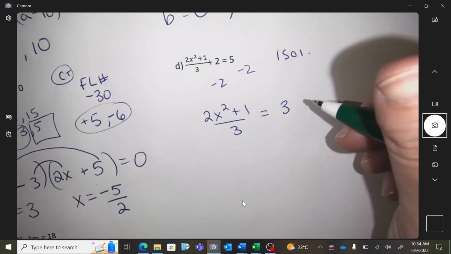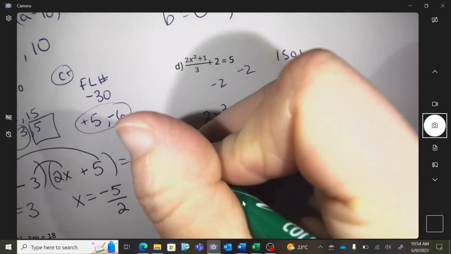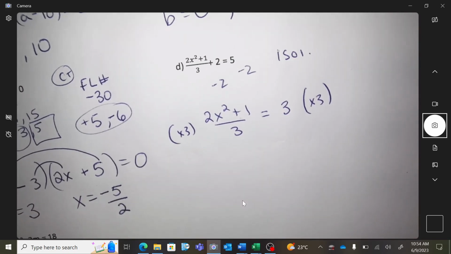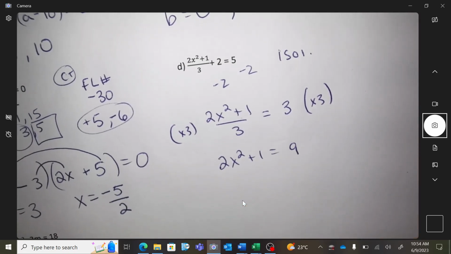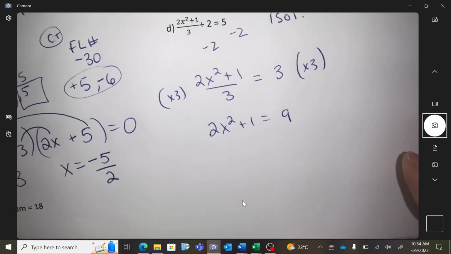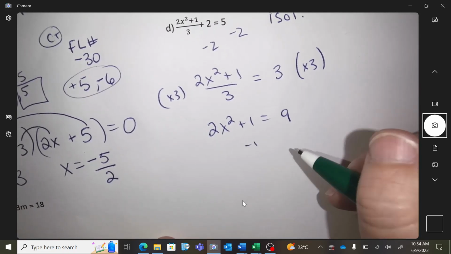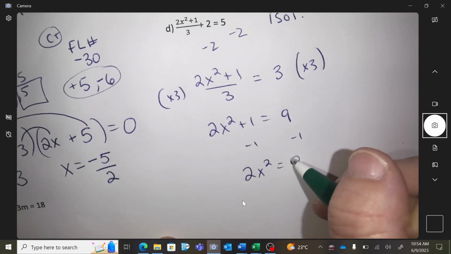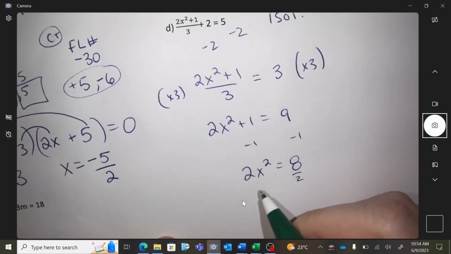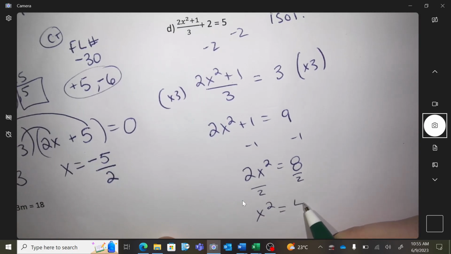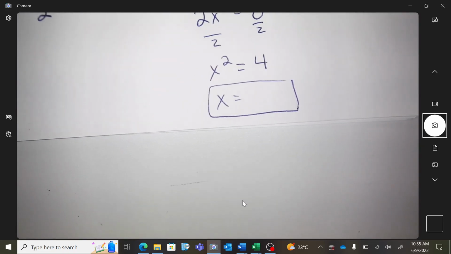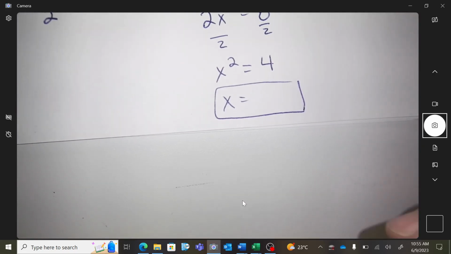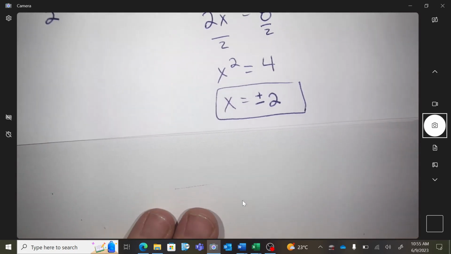Now I'm going to times by 3. Minus 1. Divide by 2. And everybody's going to get this right on their exam as an answer. Plus or minus 2.